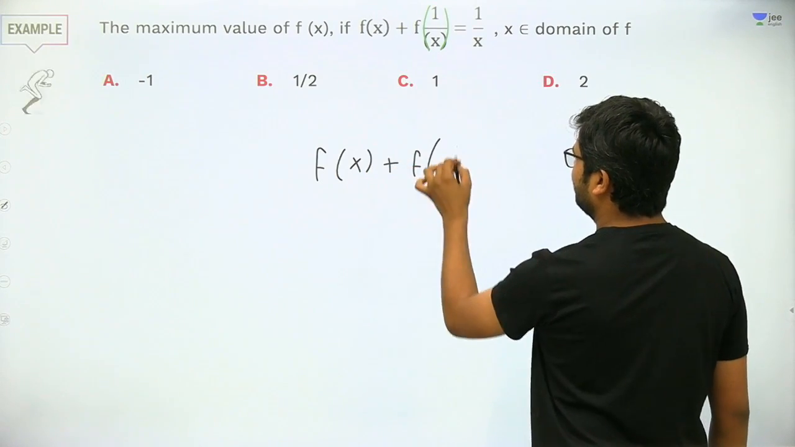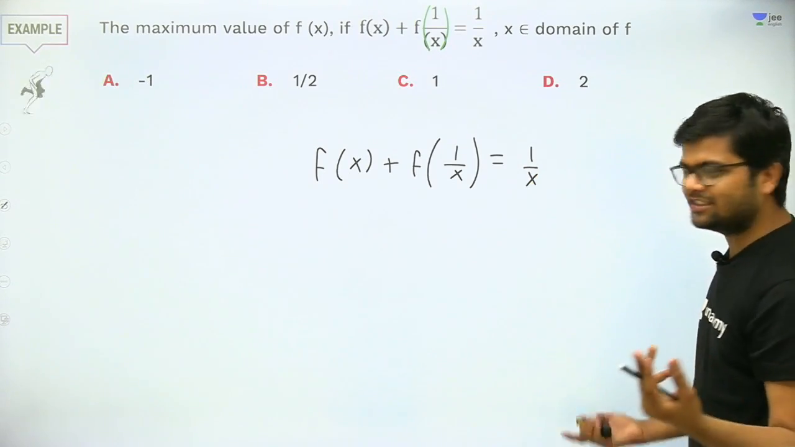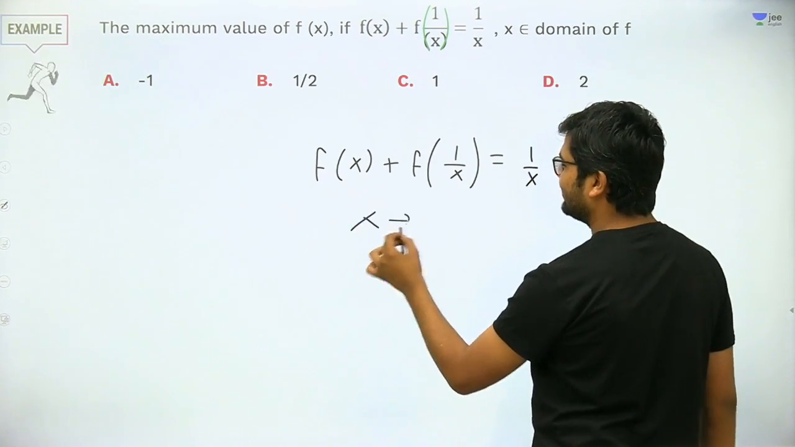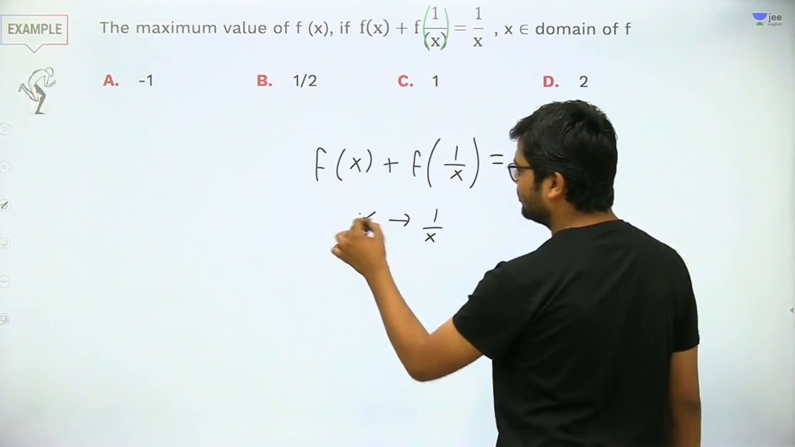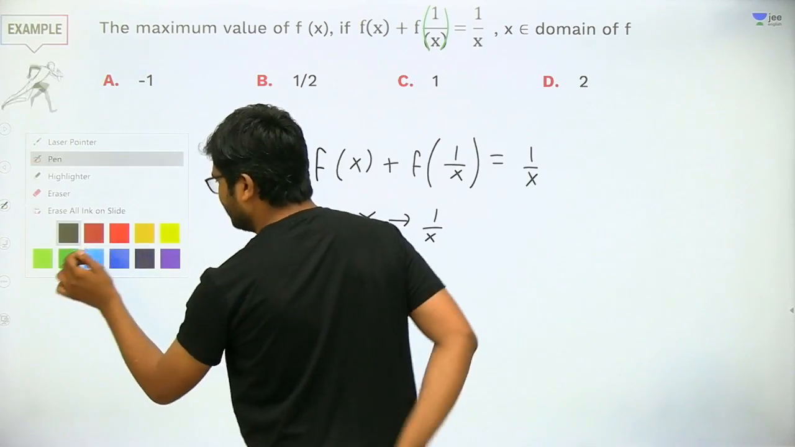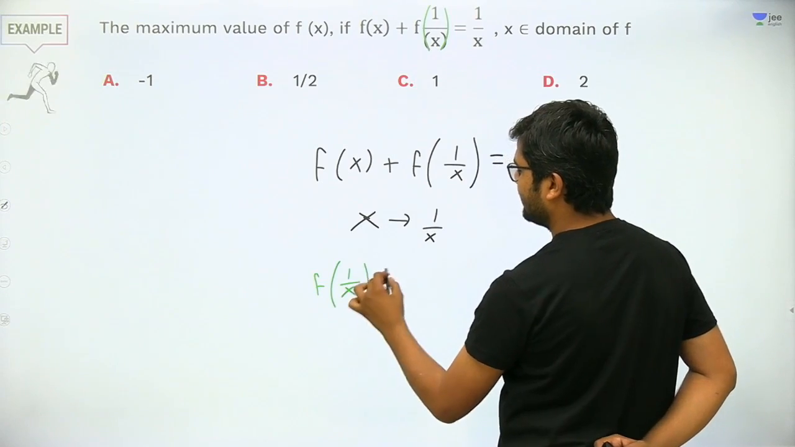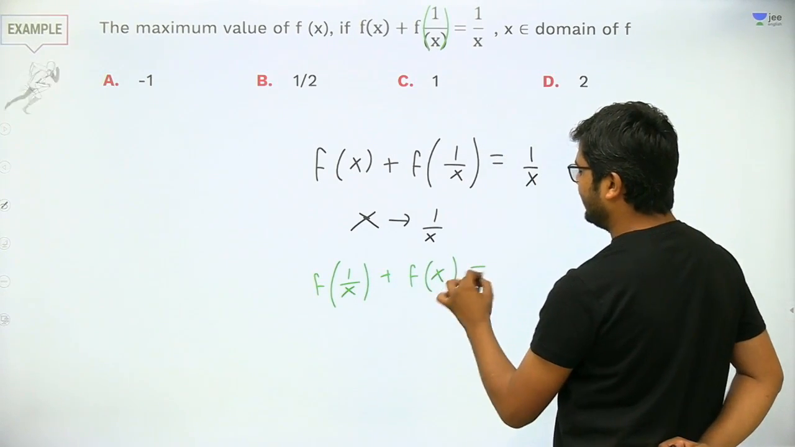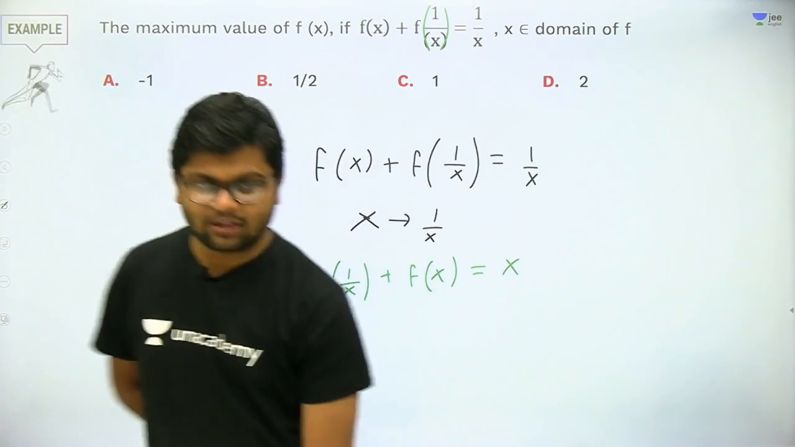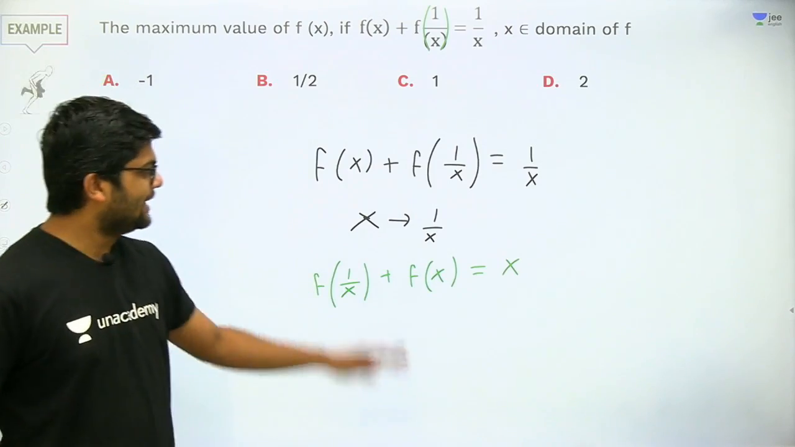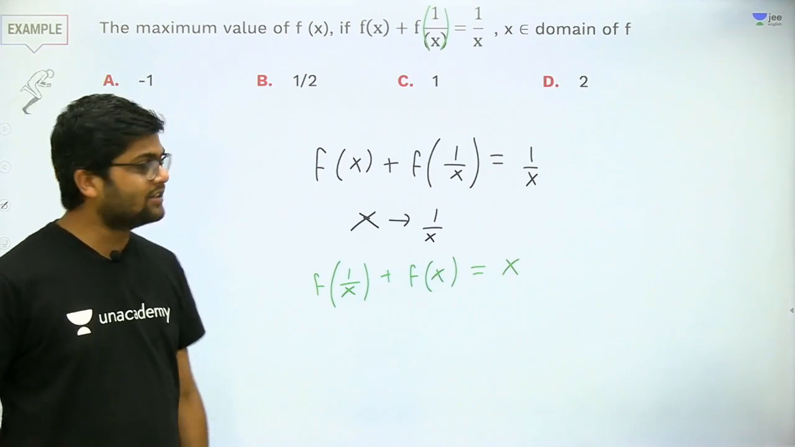But if there is a will, there is a way. That's a proven fact. So I am using the same concept, x goes to 1 by x. If I use this transformation, this equation becomes f of 1 by x plus f of x, and this will become x. Got my point? That f of 1 by x plus f of x equal to x. Now instead of eliminating f(x) and f of 1 by x, you can think out of the box. What is that out of the box?